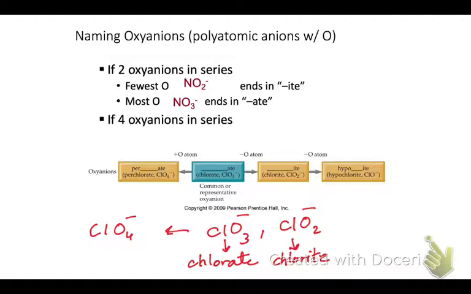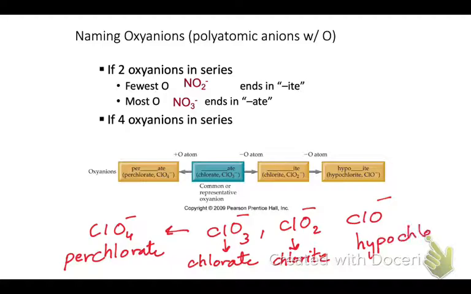When you look at the next one here, this is even 1 oxygen higher. So what I say, I will call it "per", which in science means more, perchlorate. So I have more oxygen in this one. And here I have even 1 less oxygen than chlorite, and in science to indicate less we use the word "hypo". So this here will be hypochlorite.